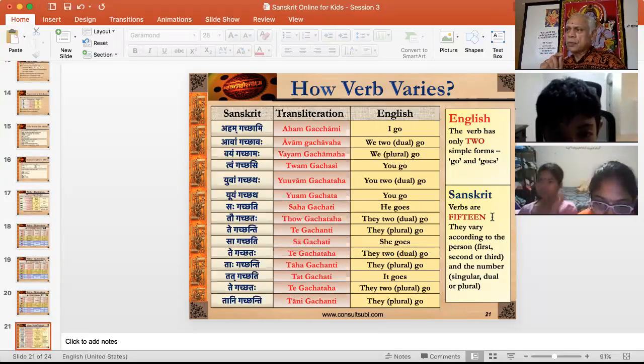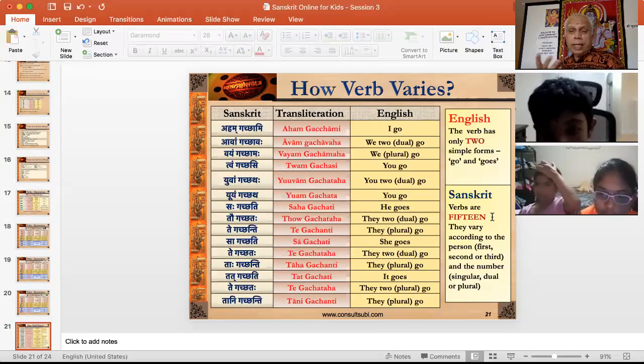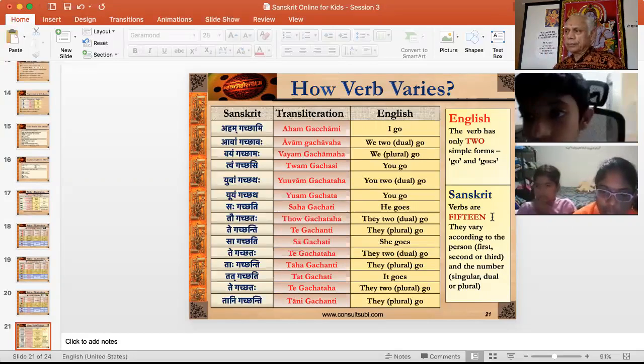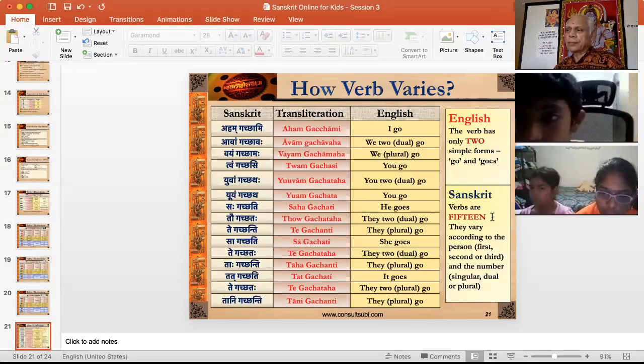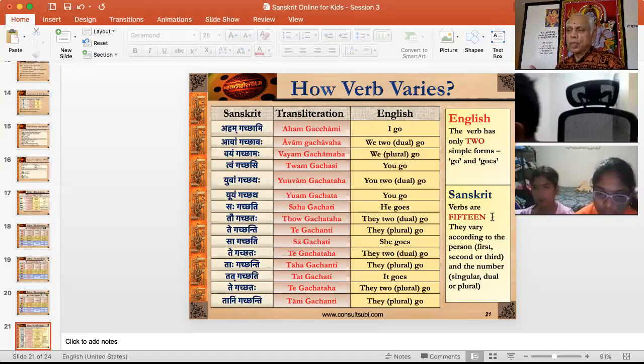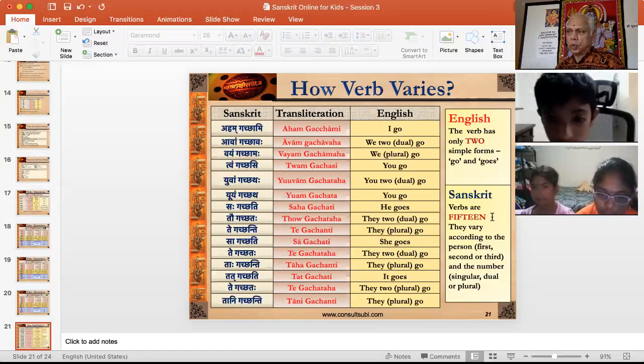Gacchati is referring to a person who is a boy or a man. Saha gacchati. Tau gacchataha, two people. Te gacchanti, again, plural. Sa refers to she. Sa gacchati. Te gacchataha. Ta gacchanti. If it's a neutral gender, you say tat gacchati, that goes.